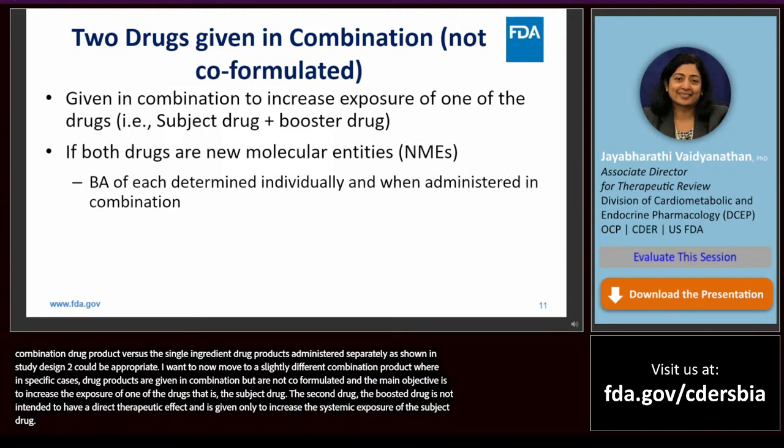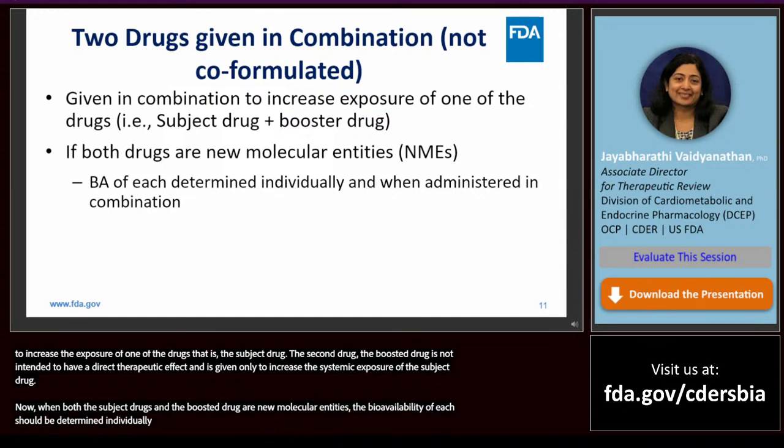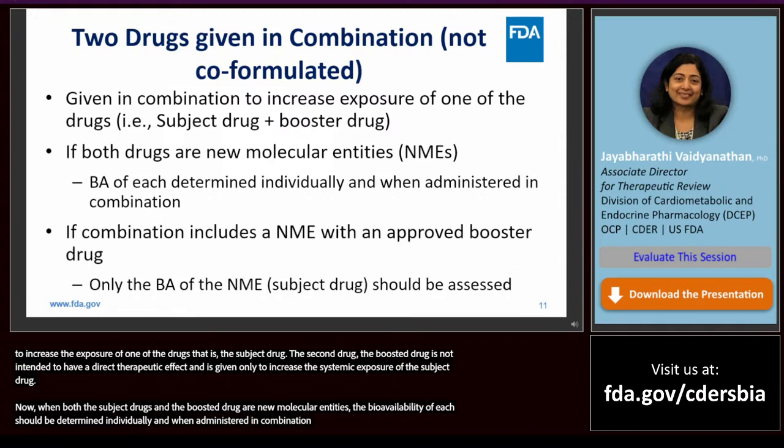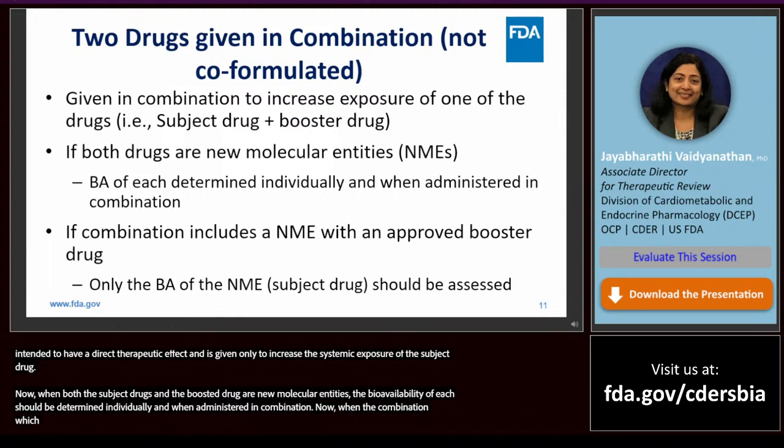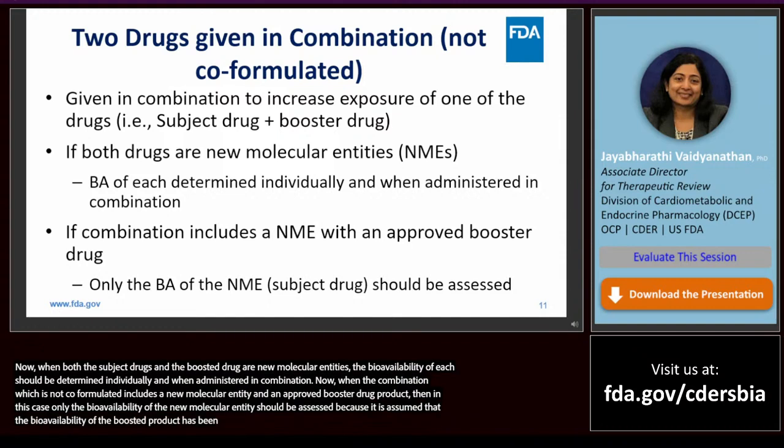Now, when both the subject drug and the booster drug are new molecular entities, the bioavailability of each should be determined individually and when administered in combination. And when the combination, which is again not co-formulated, includes a new molecular entity and an approved booster drug product, then in this case, only the bioavailability of the new molecular entity should be assessed, because it is assumed that the bioavailability of the booster product has been previously evaluated.